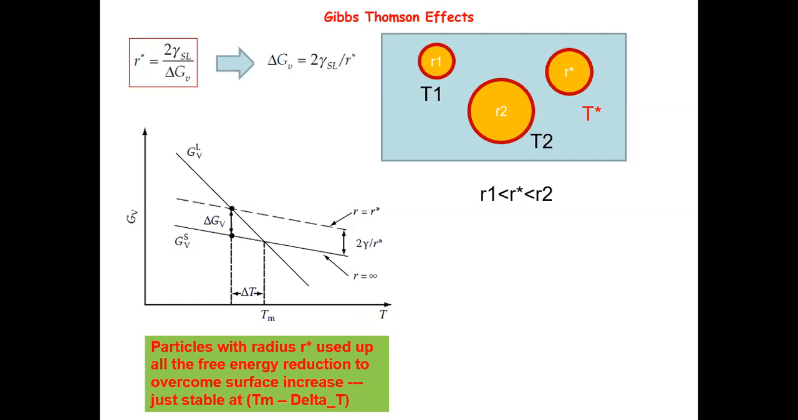So T1 is the effective melting temperature for the smaller particle, or the effective freezing temperature for the smaller particle. That's the same thing. And T2 is the effective melting temperature for this larger particle. What is the relation between the three effective melting temperatures given their radii? T2 is greater than T star, which is greater than T1. T1 is smaller than T star, smaller than T2. Okay, does that make sense to everyone?